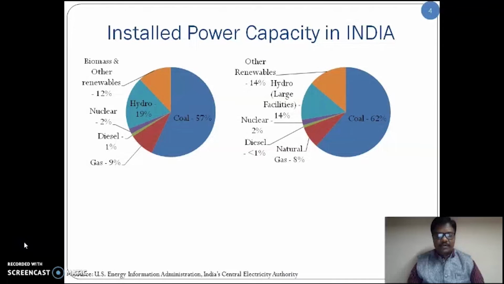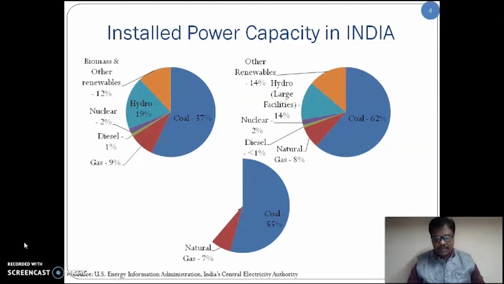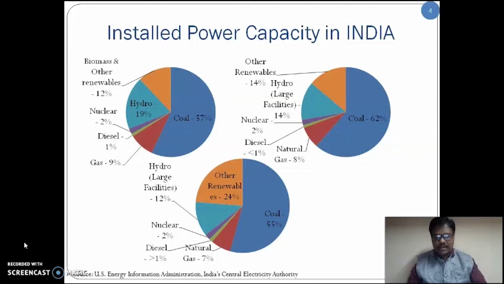If we observe between these two years, the span is 5 years. In these 5 years, coal utilization to generate electrical energy has increased from 57 to 62%. At the same time, the utilization of renewable energies has increased from 12% to 14%. Similarly, coming to 2020, the coal utilization is 55% out of 100%, and it is reduced from the year 2016. Similarly, gas 7%, diesel less than 1%, nuclear 2%, hydro 12%, and other renewables 24%.